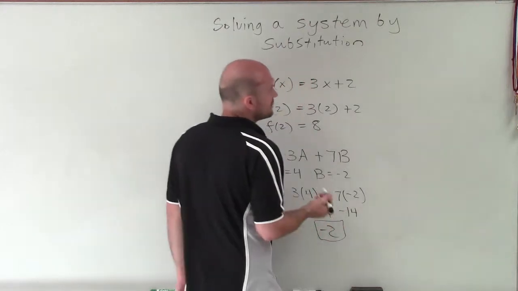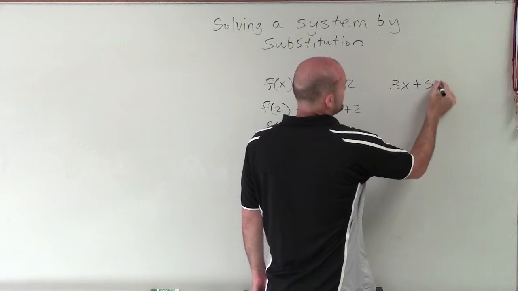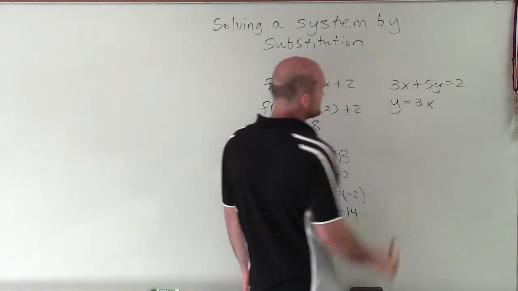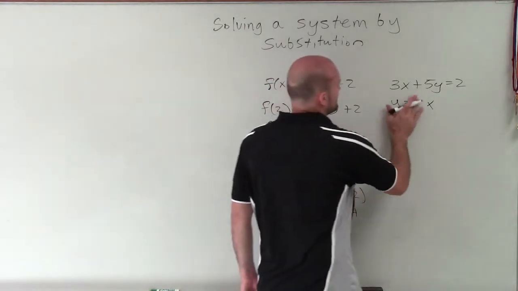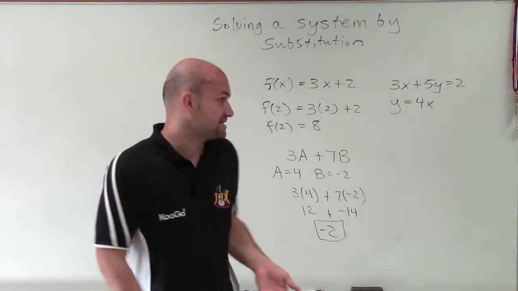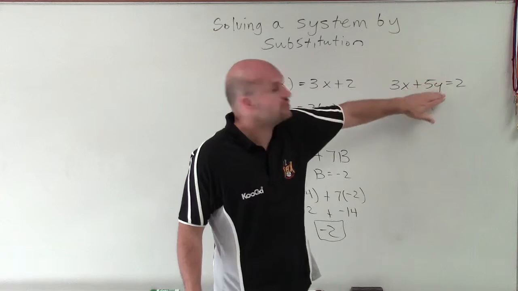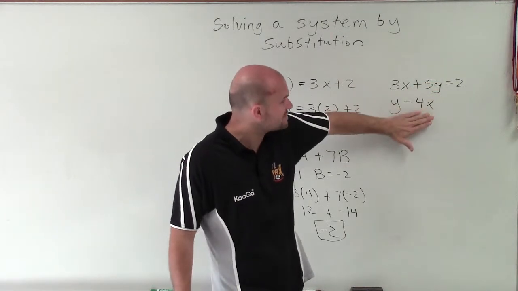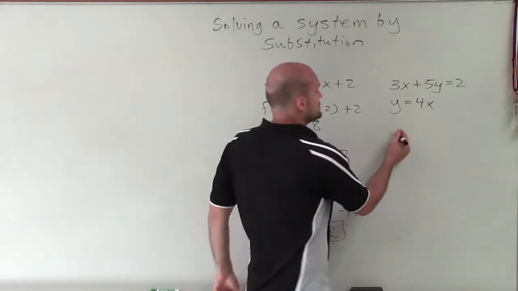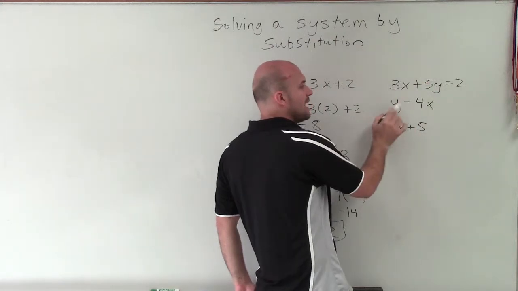So to go over a quick example, if I had 3x plus 5y equals 2, and I say y equals 3x, let's just do something different. Let's do 4x. When I want to solve a system by substitution, I know that y is equal to 4x. So I can replace the y in the other equation. I'm going to substitute in for my variable y the value 4x. So it looks something like this: 3x plus 5, not just times y, but y equals 4x.